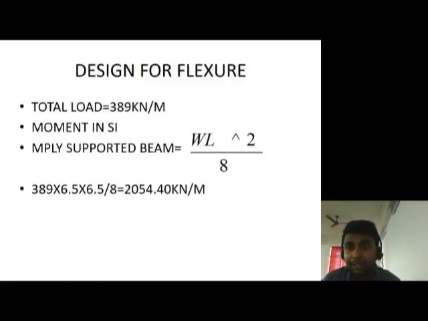In the flexure, the total load was given as 389 kilonewton per meter. As it was a uniformly distributed load, the formula for the moment of a simply supported beam is WL square by 8. The total load is 389, the length is 6.5 into 6.5, divided by 8. We would be getting around 2054.40 kilonewton meter.